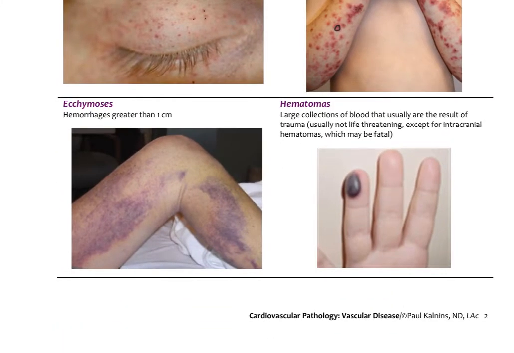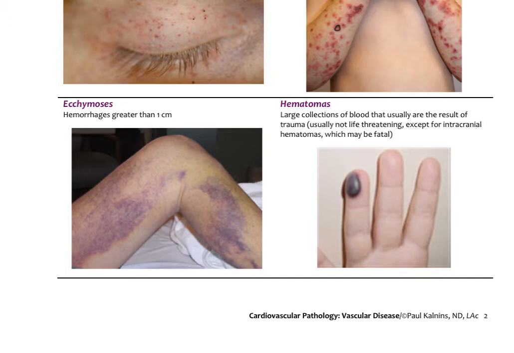Ecchymoses would be essentially bruises. That's hemorrhages greater than 1 centimeter. Often as the blood leaks out of vessels, it becomes oxidized. It'll turn darker blue, purple. Over time, it'll start breaking down into bilirubin, and that will have a greenish yellow tinge to it.